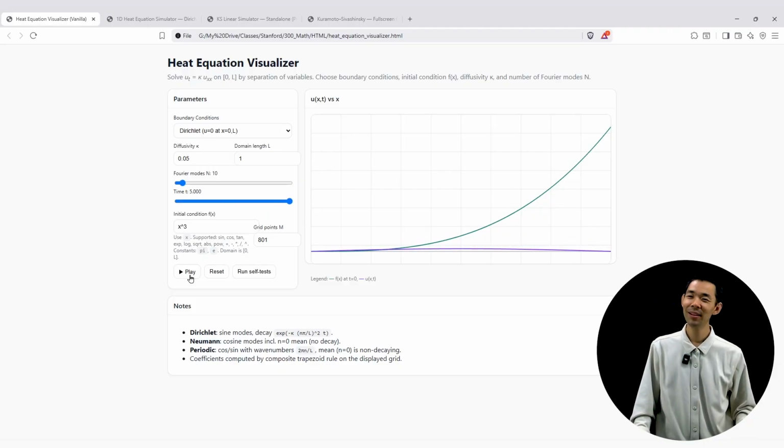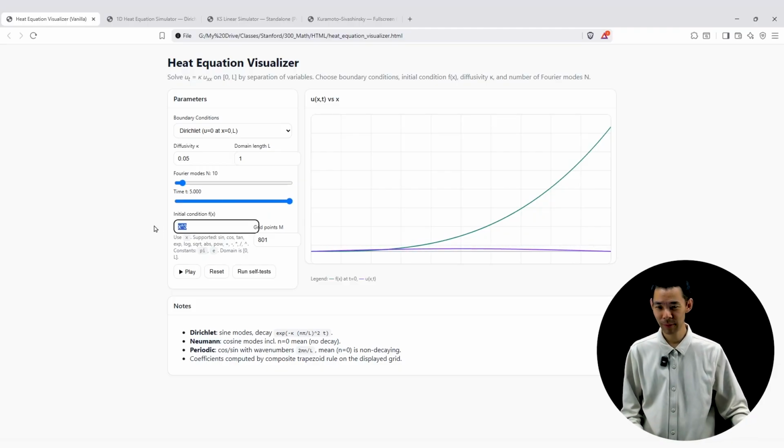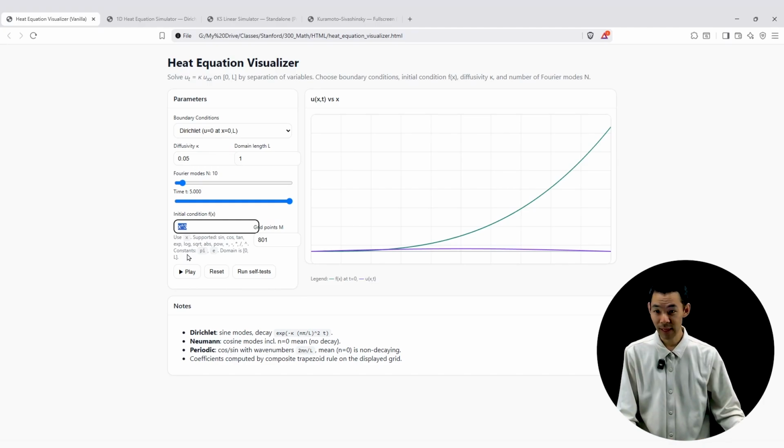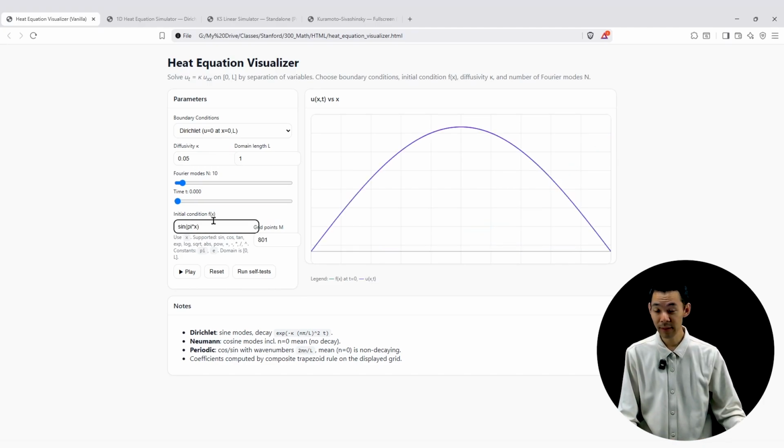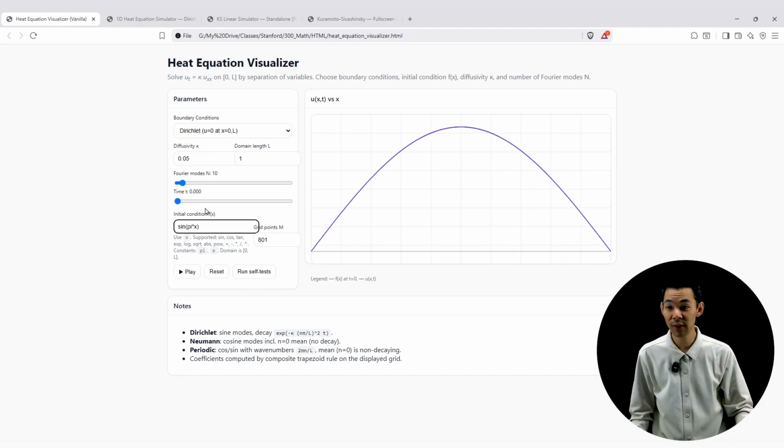Okay. This is really cool. I really like this little simulator it made for me. Let's suppose I reset it and give it sine pi. Fine, let's just use the default version. So sine pi x. That's the initial condition.